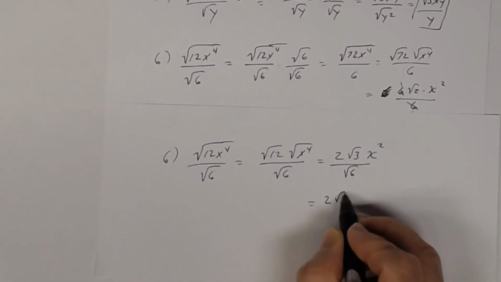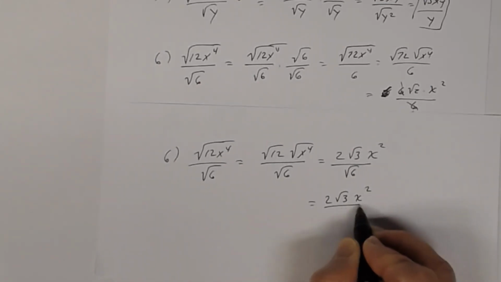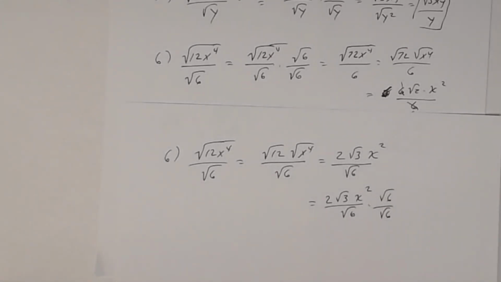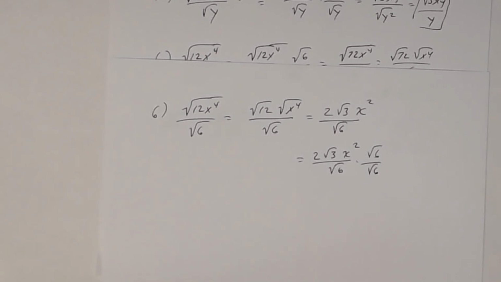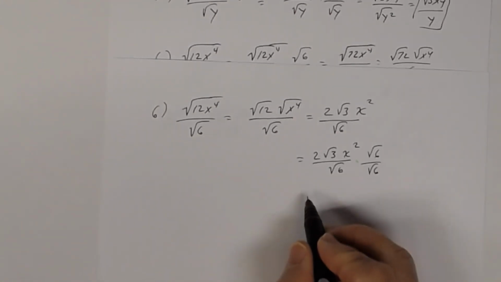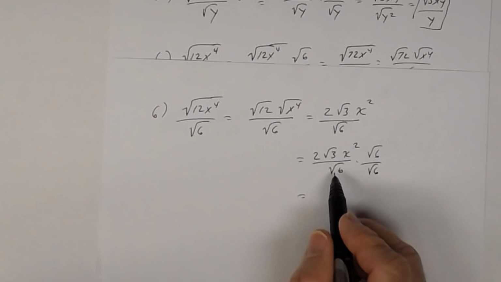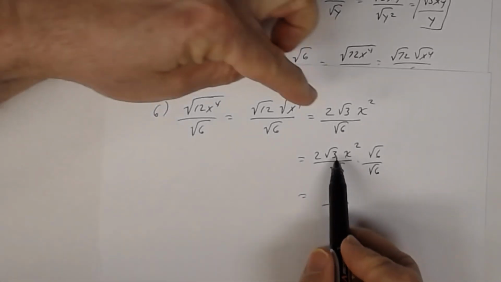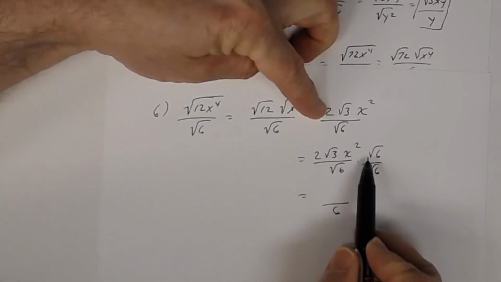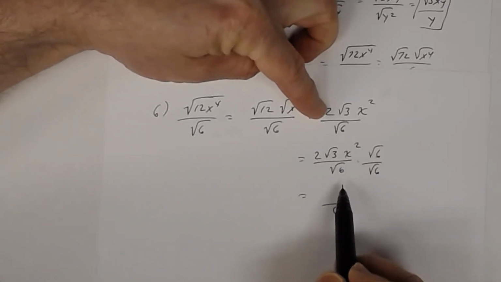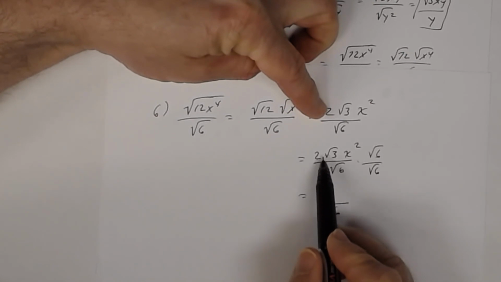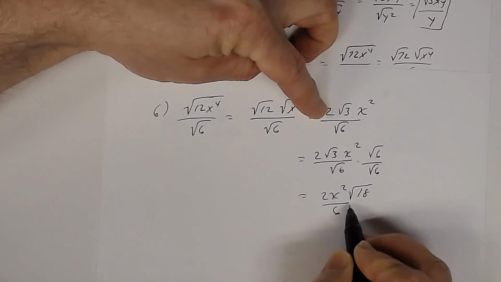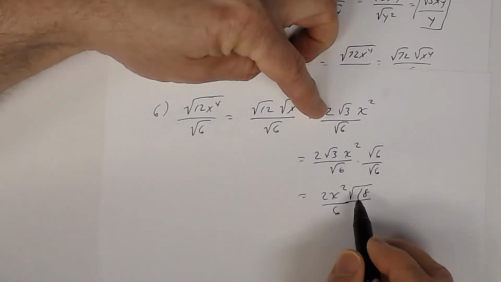So you have 2 square root of 3 times x squared divided by the square root of 6. You multiply both numerator and denominator by the square root of 6. The denominator is easy: the square root of 6 times the square root of 6 is 6. Now you have to be careful. Remember that the square root of 3 times the square root of 6 I can write as one square root. So I get 2x squared times the square root of 18, since 3 times 6 is 18.